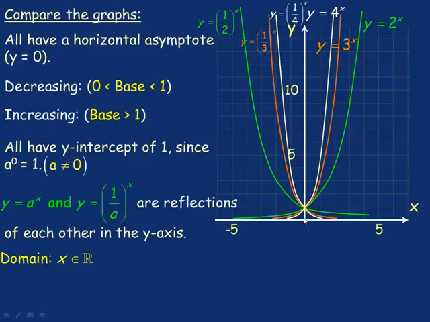Now, they all have a range where the y values are completely above 0. They never actually touch the x-axis, because there's no power of 3 or 2 or 4 or a half, even a negative power, that will give you a value of 0 or below 0. And so the range is all real numbers such that y is greater than 0. It cannot equal 0 either. No power of a positive base, whether it's a whole number like 2 or a fraction like a half, could ever work out to be 0 or negative.